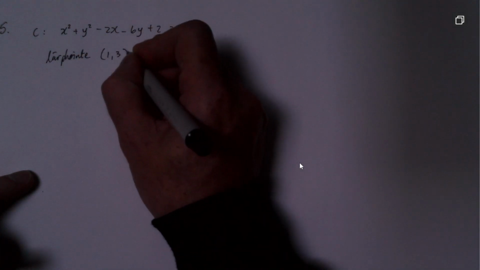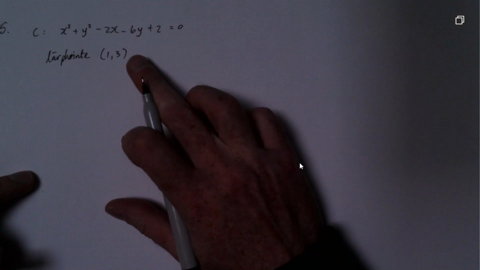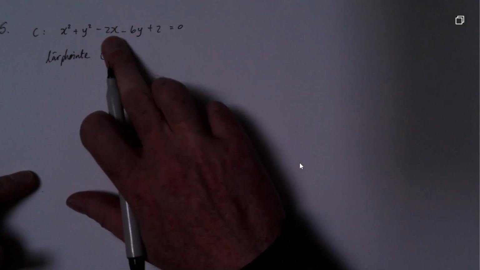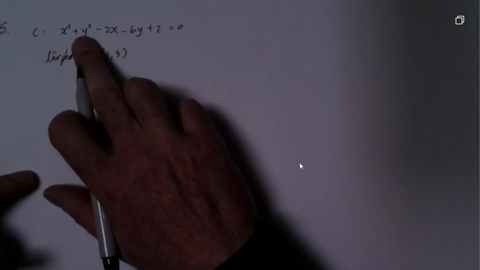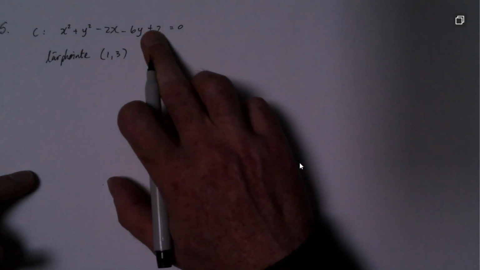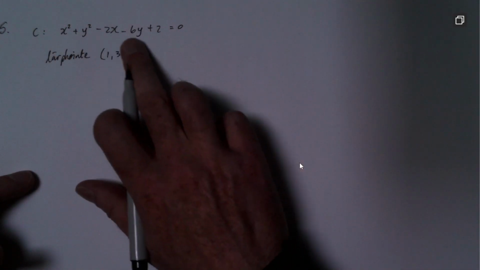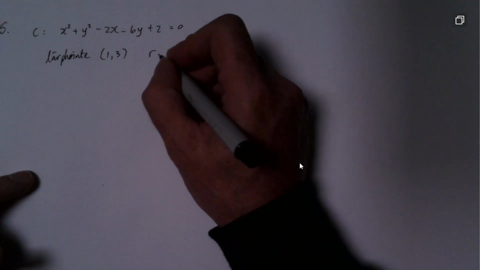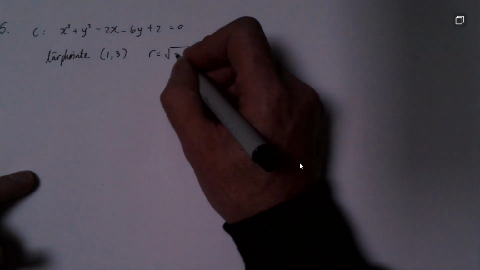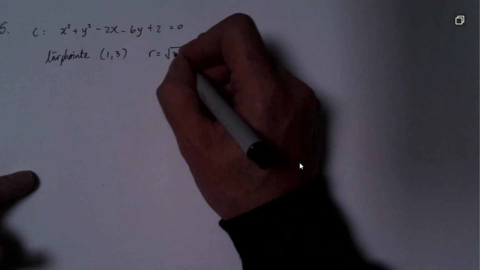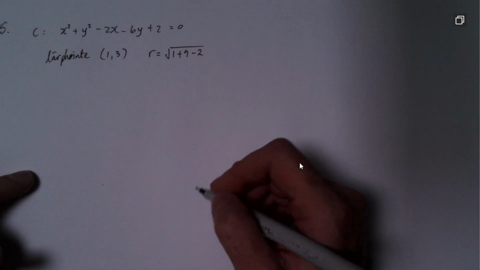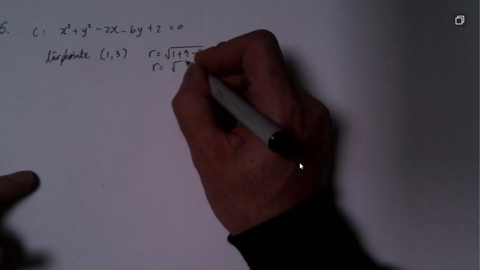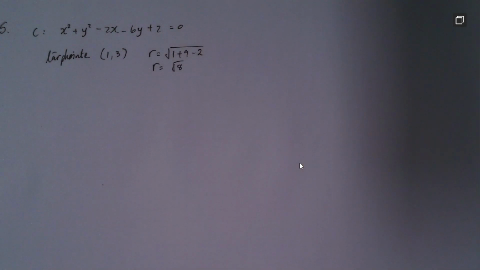So to find the centre, the quickest way is to halve the coefficients of x and y: the centre is (1/2, 3). Then the radius: g squared plus f squared minus c, so the radius r is the square root of that.